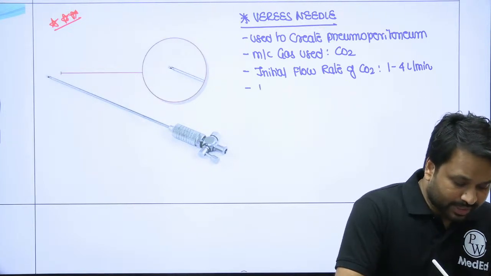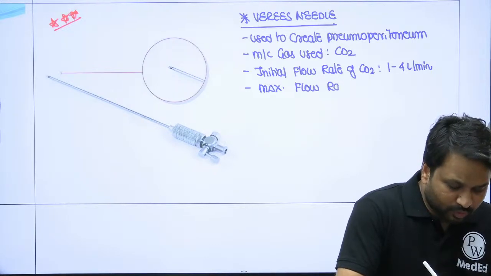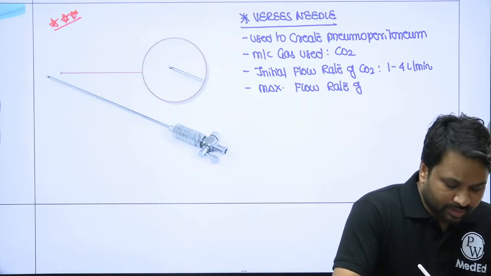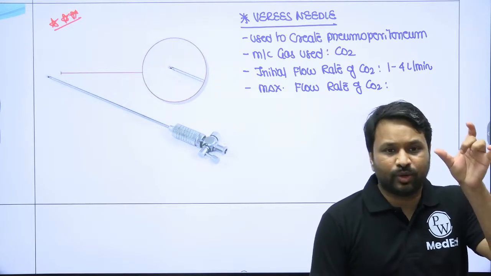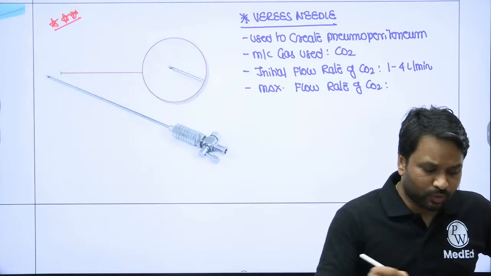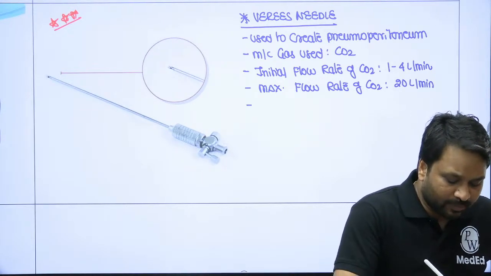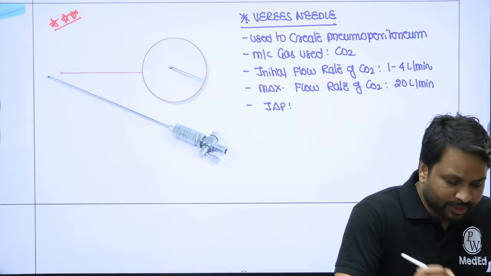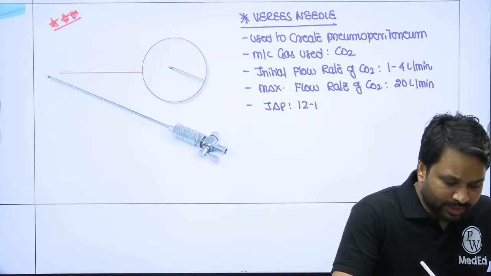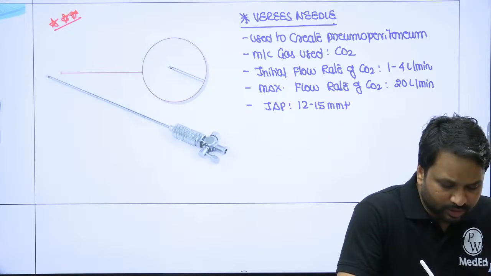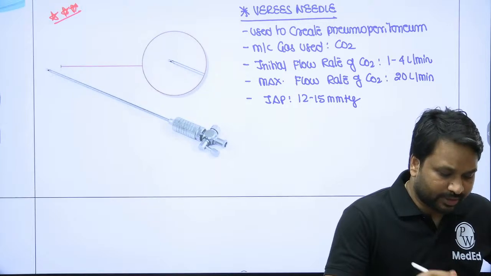Now, if I ask what is the maximum flow rate of carbon dioxide, the initial range is 1 to 4, and 2 to 3 is the most commonly used one. You can put anywhere between 1 to 4 liters as the initial flow rate. The maximum flow rate that you can take is going to be 20 liters per minute. How much should the intra-abdominal pressure be? It should be maintained between 12 to 15 millimeters of mercury, right?